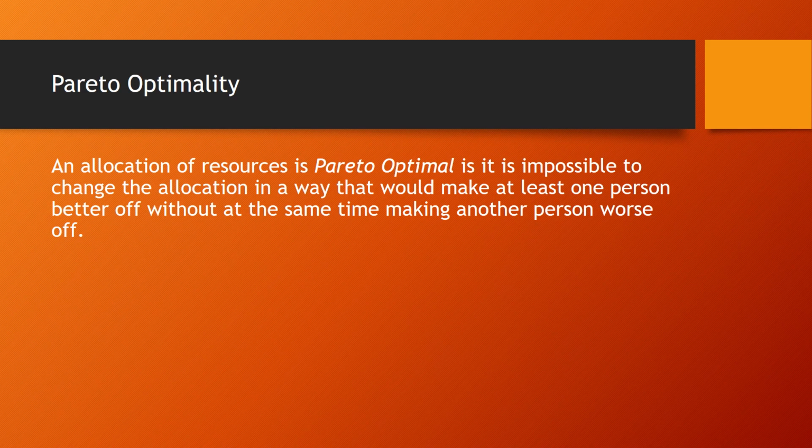Okay, so what does Pareto optimality mean? Well, here's a precise definition. An allocation of resources is Pareto optimal if it is impossible to change the allocation in a way that would make at least one person better off without at the same time making another person worse off. So look at this carefully, give a lot of thought to it.